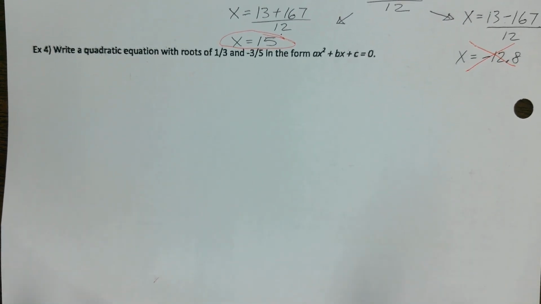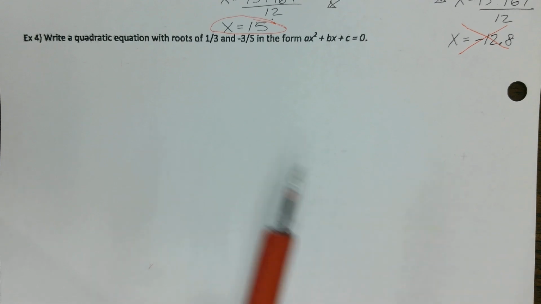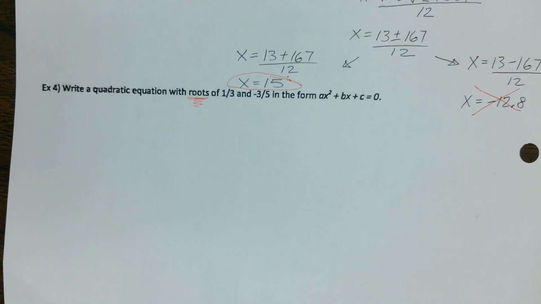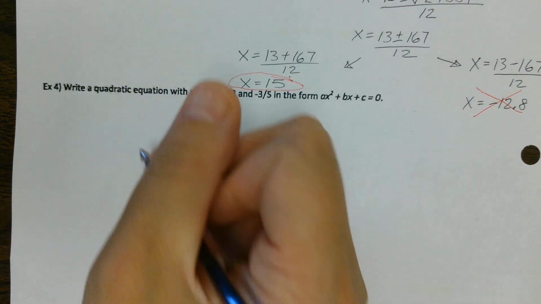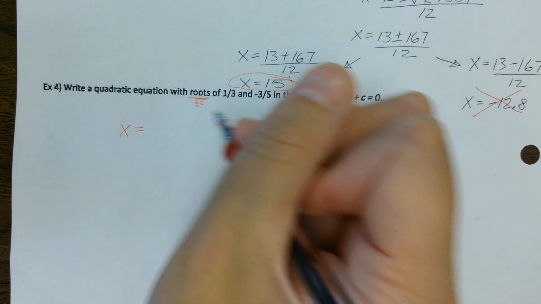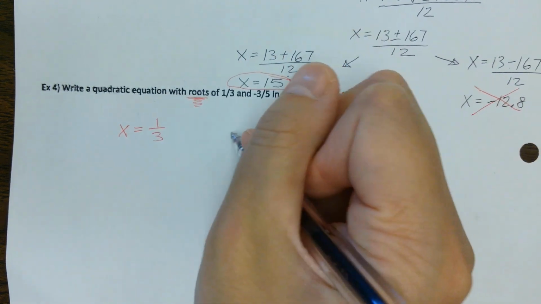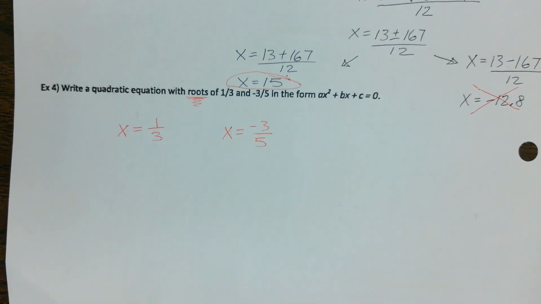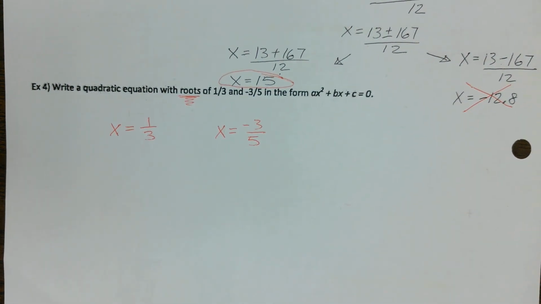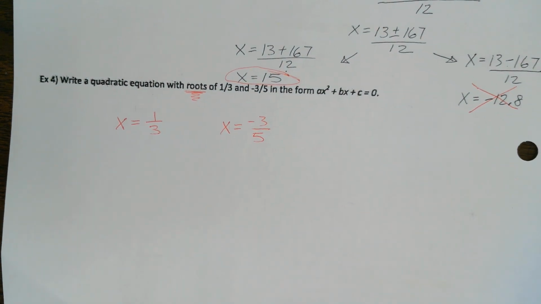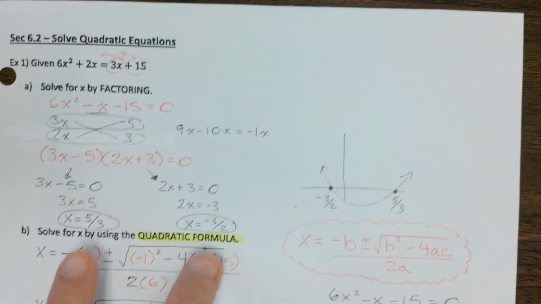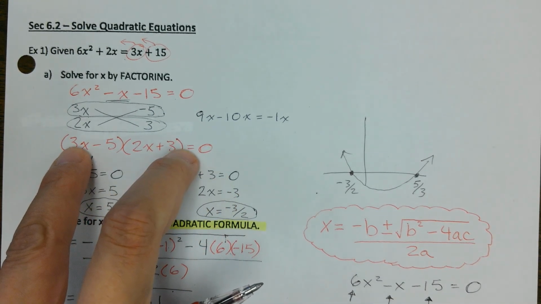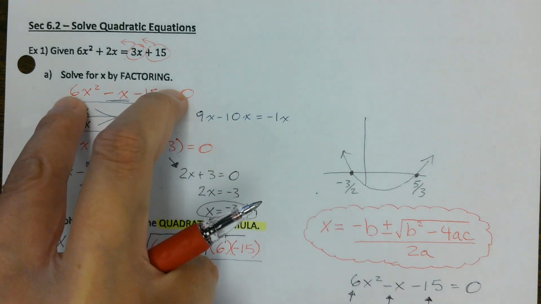And then I will give you guys class time tomorrow to work on the homework. What does the word root mean again? X-intercepts. So what they're saying is x equals 1/3 and x equals negative 3 over 5. So they tell you that those are your two x-intercepts, just like right here. They want you to come back to this, basically. They want you to work backwards.